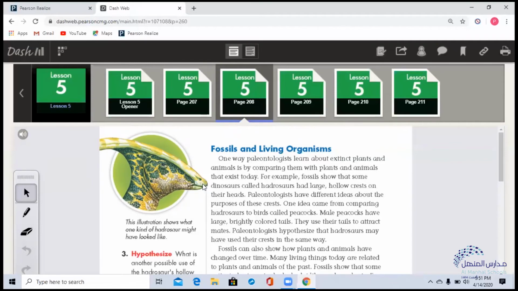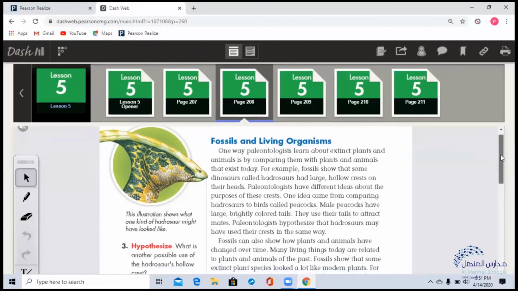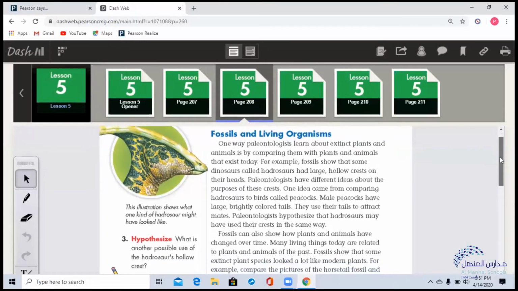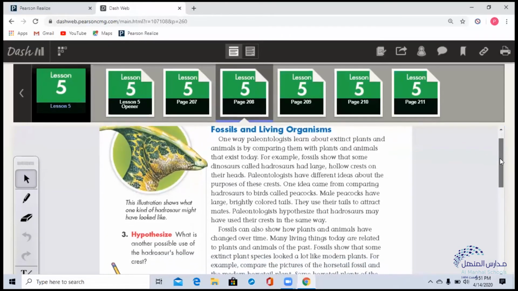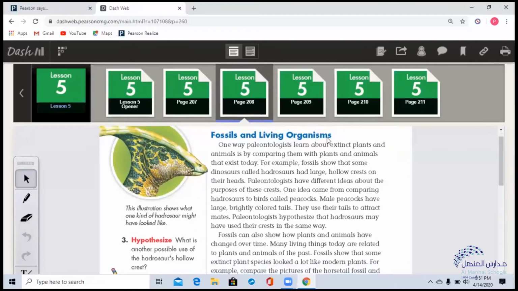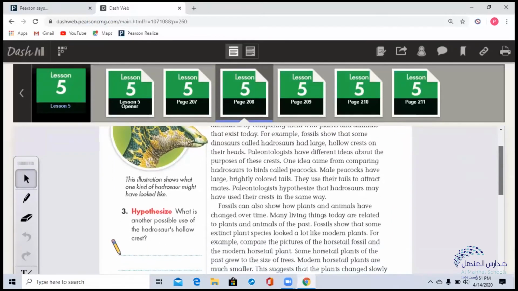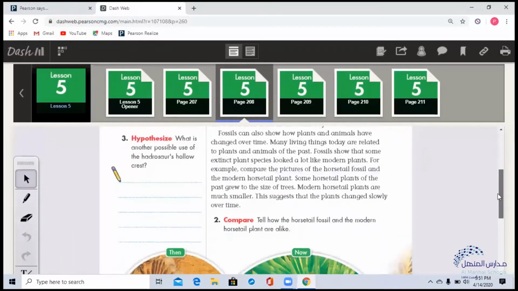For example, the illustration of the hadrosaur might have looked like this. So it had a big crest on its head, and that crest might have been used like peacocks use theirs, to attract mates. So paleontologists use living organisms that live today to determine what an organism did millions of years ago, or might have looked like millions of years ago.